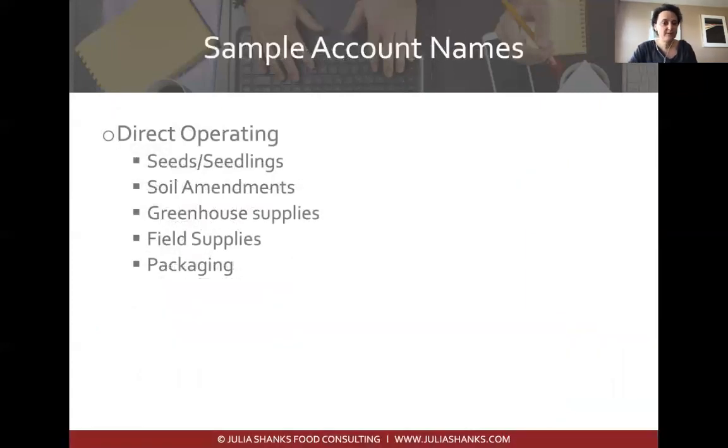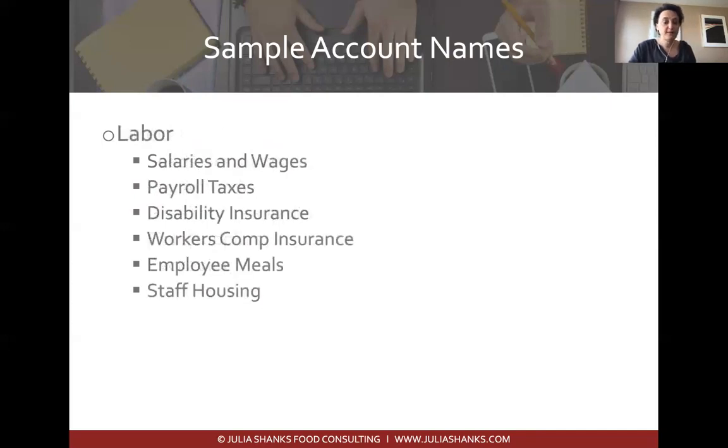So when you set up your accounts, you want to think about the buckets and the names and what makes sense for you. Some examples of a direct operating expense might be your seeds and seedlings, soil amendments, greenhouse supplies. Examples of our labor accounts would be salaries and wages, payroll taxes. We might also include employee meals, employee benefits or staff housing. If you have an H-2A worker and you need to provide housing, or if you have interns, you may say, well, I'm not paying them, so my salaries and wages are lower. But if you have to feed them and house them, that's a direct cost of having employees, whether or not you're paying a salary.